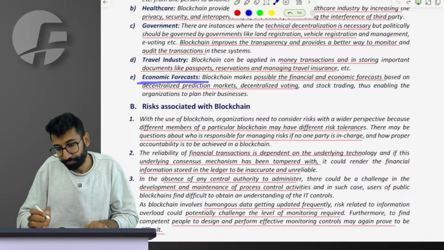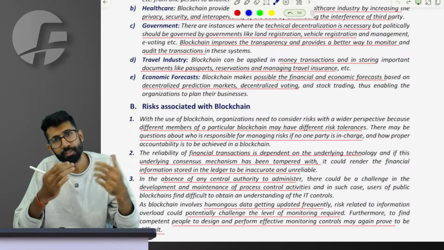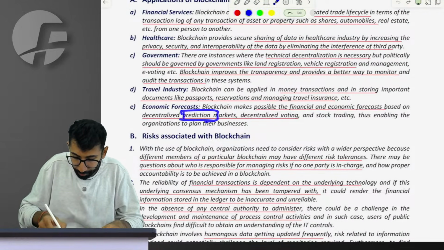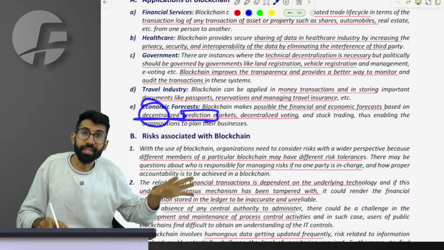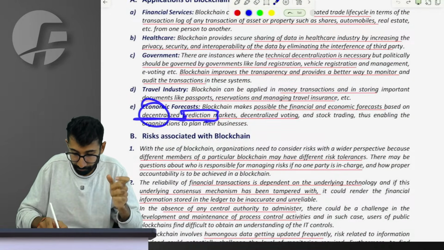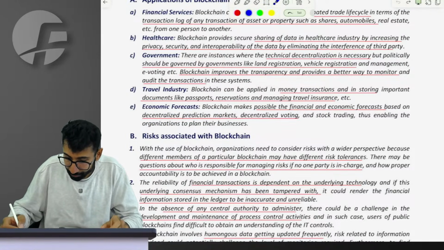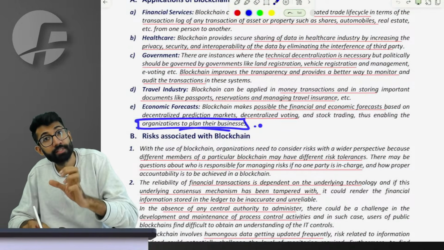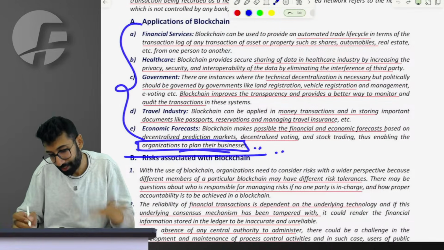Economic forecast. Sometimes things related to the economy like the GDP, inflation, interest rate, and other economic factors are to be forecasted regarding futures. So when that prediction happens at a decentralized level, not by a particular authority, but openly on a larger note by different authorities or different experts in a decentralized format, it makes the data more reliable, right? Making the data more reliable helps the business plan the future in a better way. So these are the ways in which blockchain can be applied.